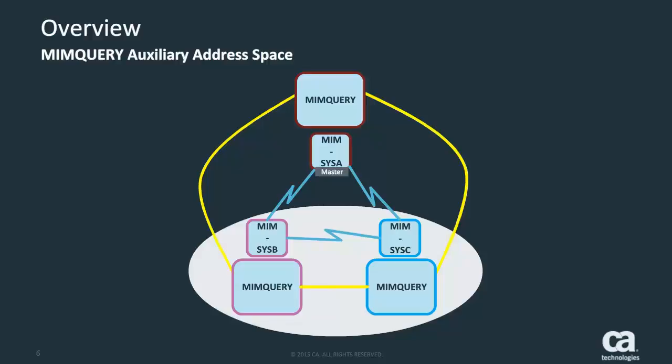Once active, a job on any system can make a request using the MIMQuery macro for resource information. The request is evaluated and sent to each system via CCI. Each system creates and sends back a response. All the responses are collated and presented back to the requesting job.